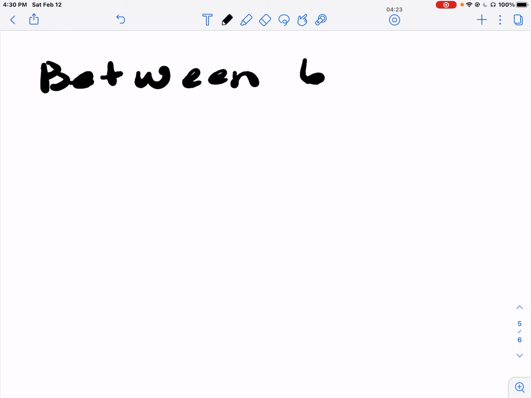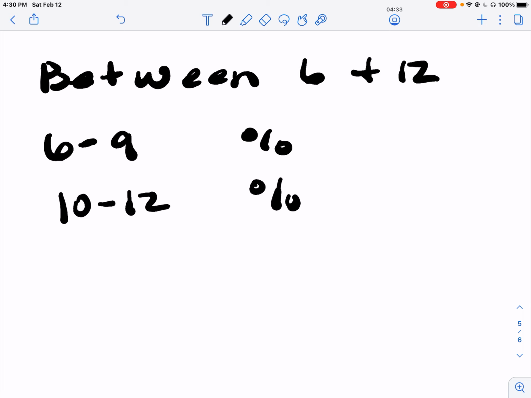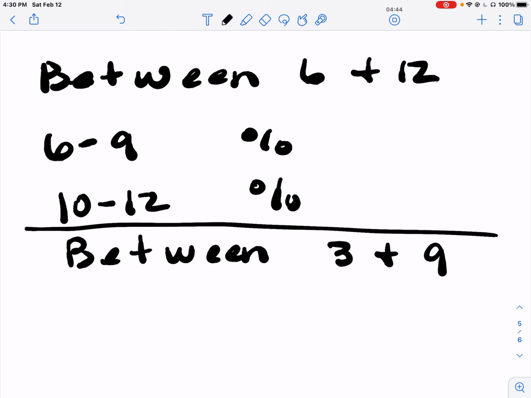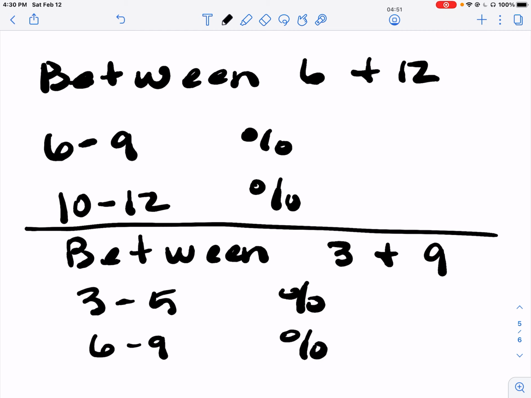Okay, between 6 and 12, that means you would add the 6 to 9 percentages plus the 10 to 12 percentages. Okay. Between 3 and 9, that means you would add the 3 to 5 percentages with the 6 to 9 percentages.